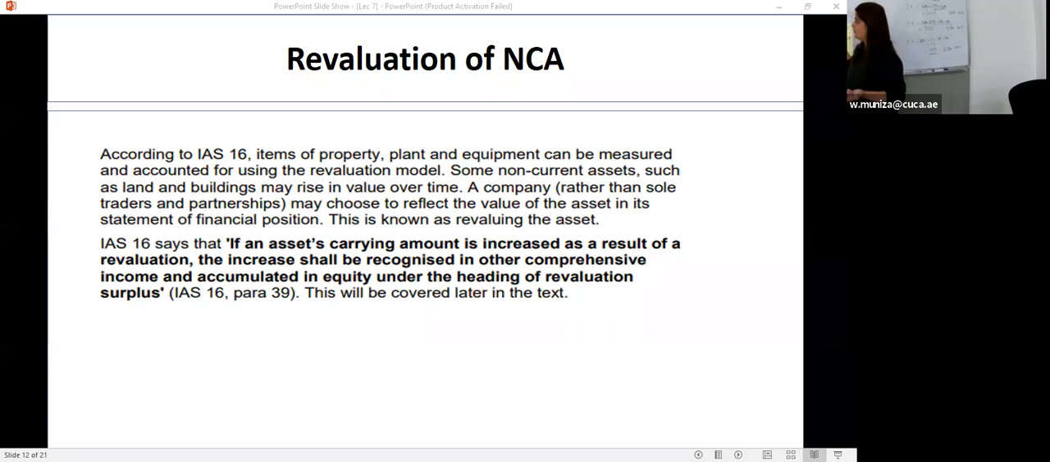than the book value. So that is why they are telling us that according to IAS 16, items of property, plant and equipment can be measured and accounted for using the revaluation model. Some non-current assets such as land and buildings may rise in value over time. We can see an appreciation in value in some kinds of assets, especially land.